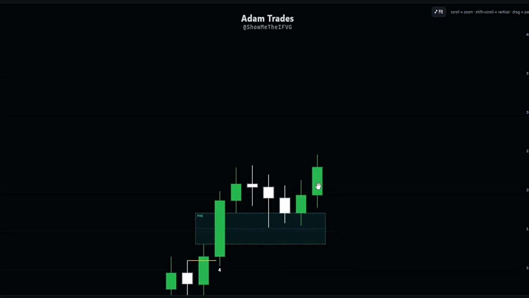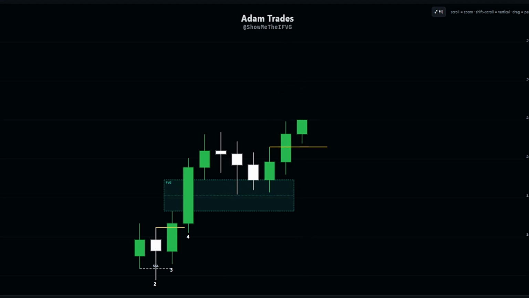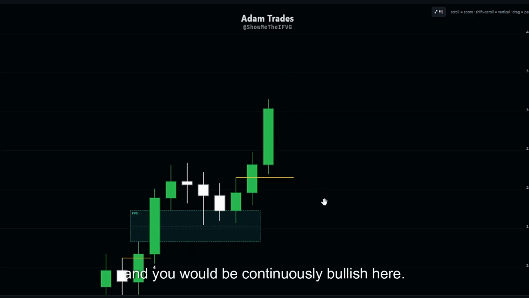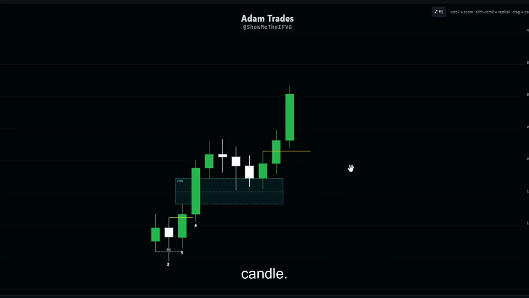What do you get? Bullish candle. We close above previous candle high. So we will remain bullish. We also got this beautiful rejection from the fair value gap, which we would be suggesting is confluence to our already bullish bias. And what do you get? Strong continuation candle up. You close higher, and you would be continuously bullish here. So you're constantly looking at what is the current candle doing and how is it comparing to the previous candle.